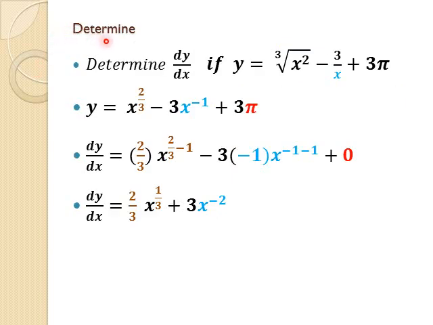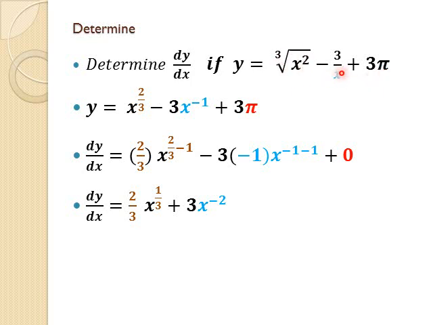They say determine dy/dx if y equal cube root of x squared minus 3 over x plus 3 pi. Again, I'm not allowed to have a surd. I must write it as a rational exponent. I'm not allowed to have x as a denominator. I must take that up. And we assume you know pi is a constant. It's an irrational number, but it's still a constant.